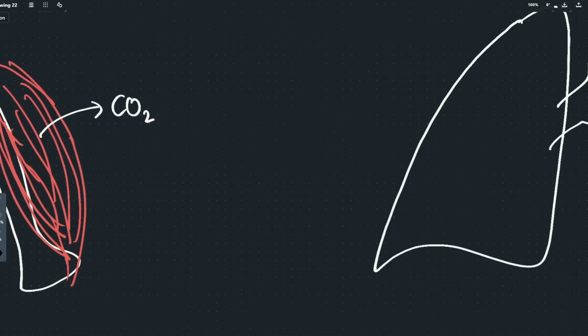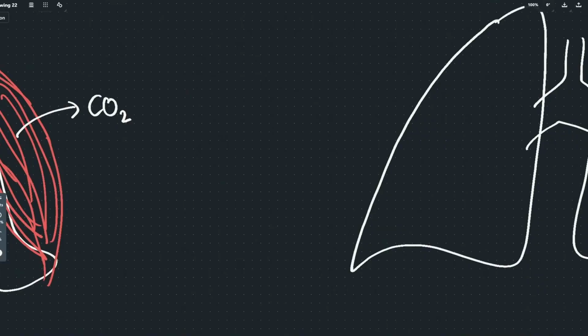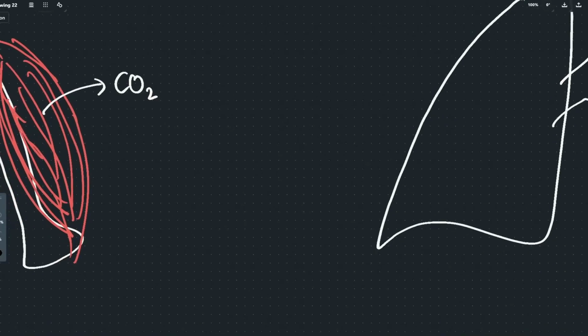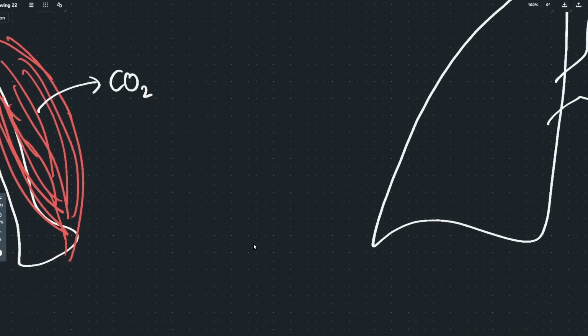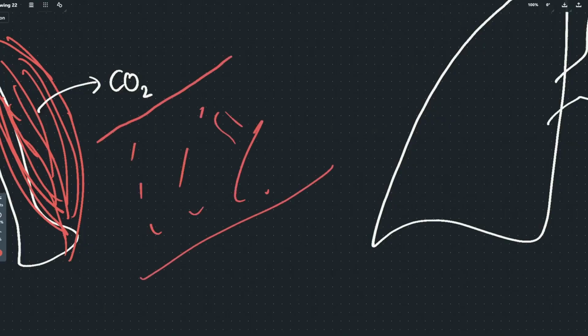Now you would say, of course, through our blood. But how through our blood? Actually, the CO2 can be directly dissolved in our blood, but not so much. Only 2% of CO2 is dissolved in our blood. The other 98% is not dissolved in our blood.